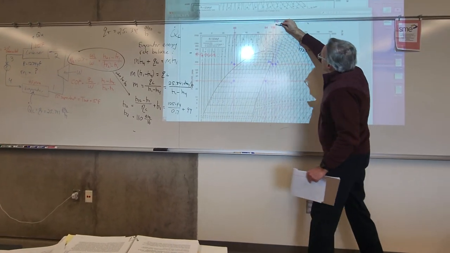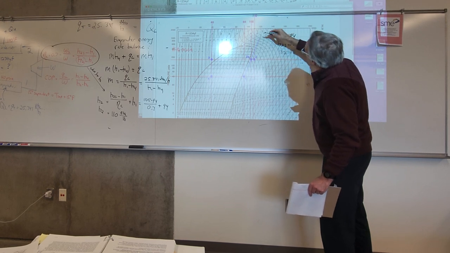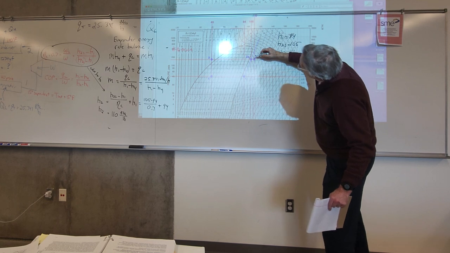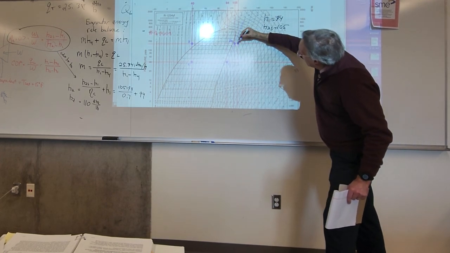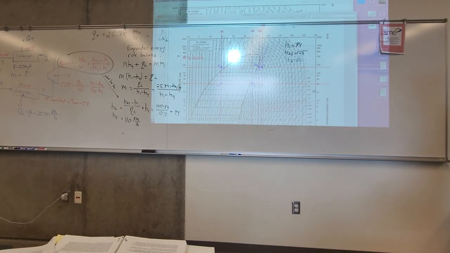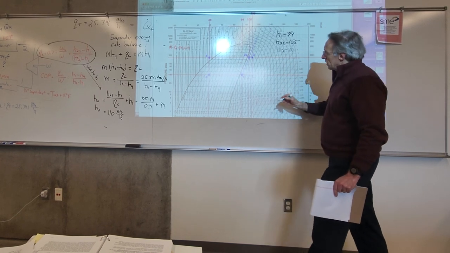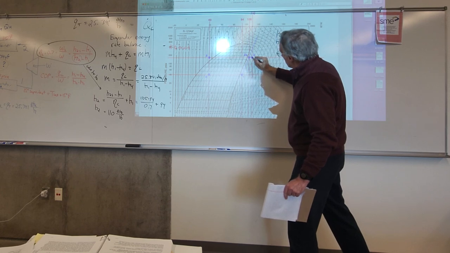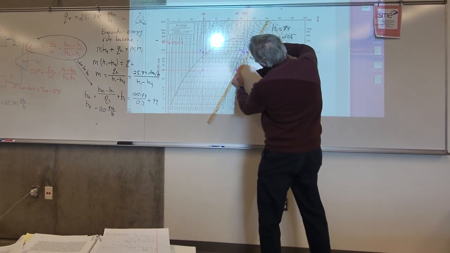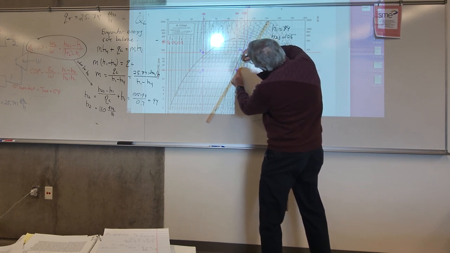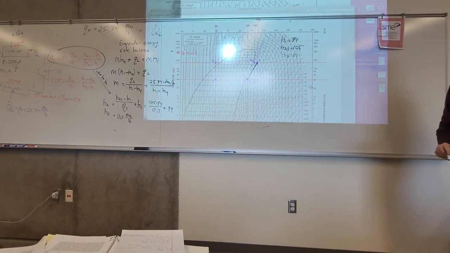So then I come over here and I draw a vertical line. I locate 110, H equals 110. So H2 is 110. And I draw a vertical line and see where it intersects my pressure line here, the red horizontal line, and it intersects right there. And that's going to be my actual state 2. I got a lot of lines here, but my actual process would be from 1 to 2. So there's my compressor.